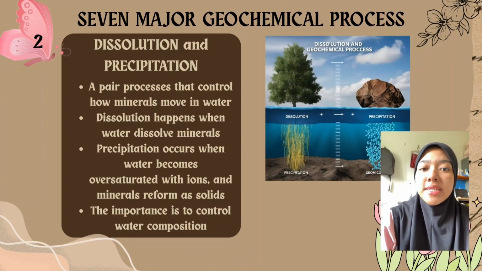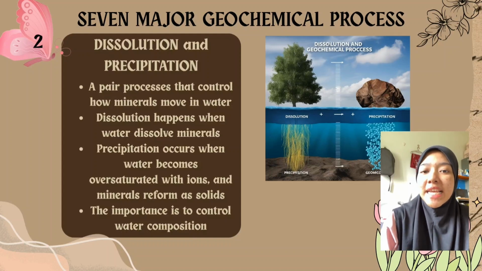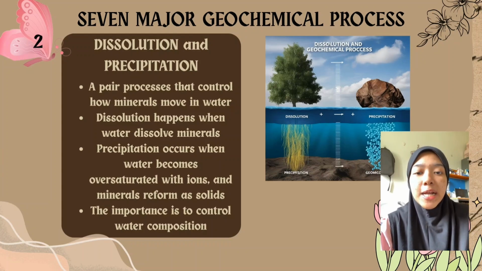Let's move to the next process, which is dissolution and precipitation. These are 2 opposing but closely related processes. Dissolution occurs when water dissolves minerals, especially those that are soluble in slightly acidic conditions. A well-known example is the dissolution of CaCO3 in limestone by carbonic acid in rainwater, which leads to the release of calcium and bicarbonate ions into the groundwater. This process is common in karst environments and is responsible for the formation of caves and sinkholes.